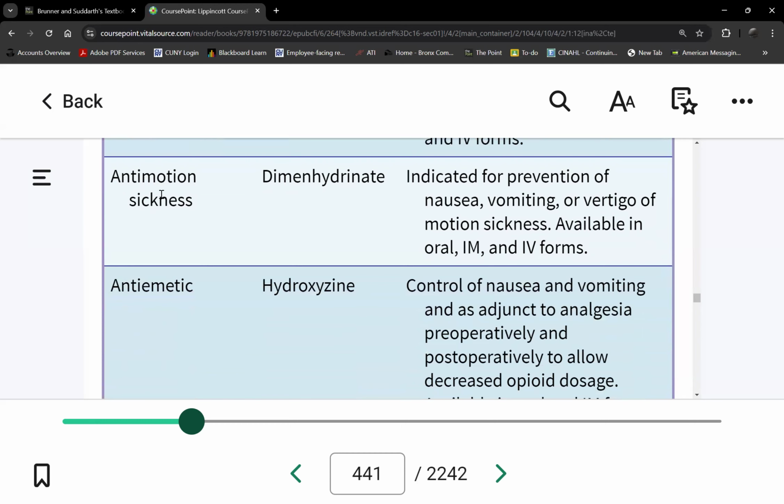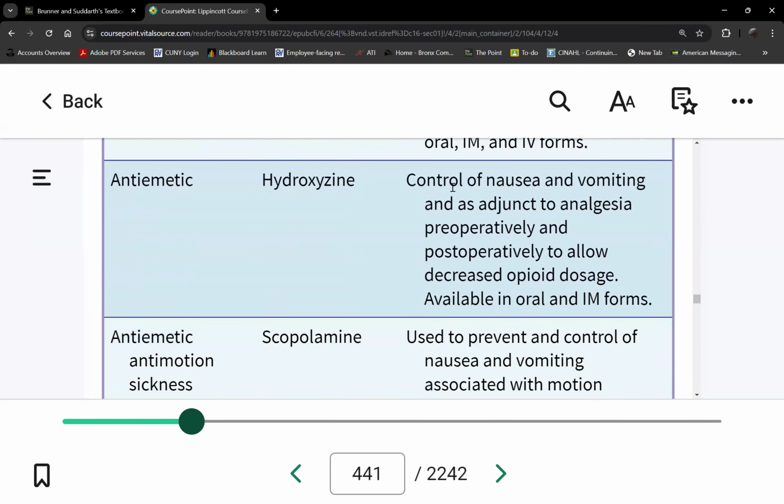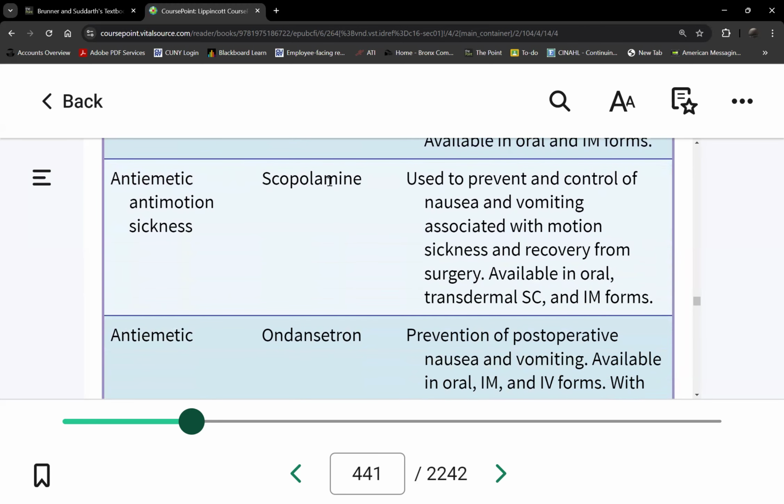Dimenhydrinate, so anti-motion sickness, helps with nausea, because when you have motion sickness, are you nauseous as well? Yes. Okay, so this is indicated for preventing nausea. Then you got hydroxyzine, which can be PO or IV. So this is for acute nausea. Then for scopolamine, same prevention also, or it can also be used for acute nausea.